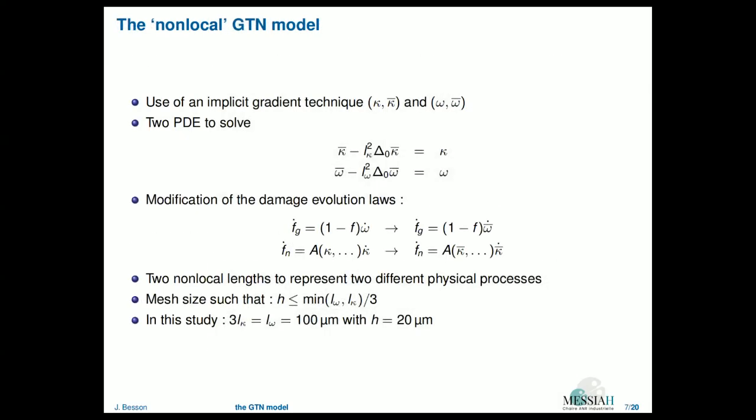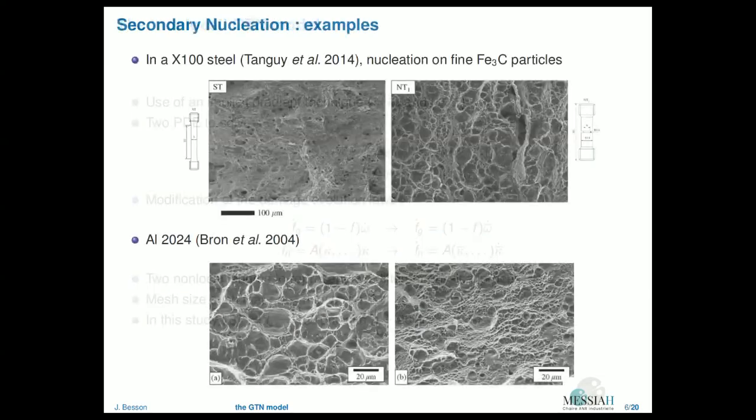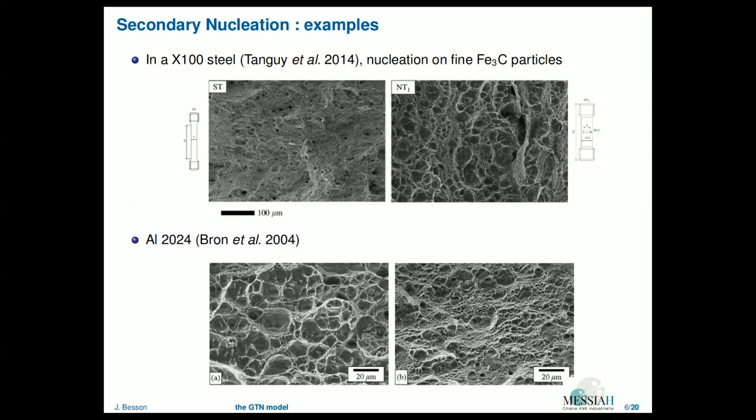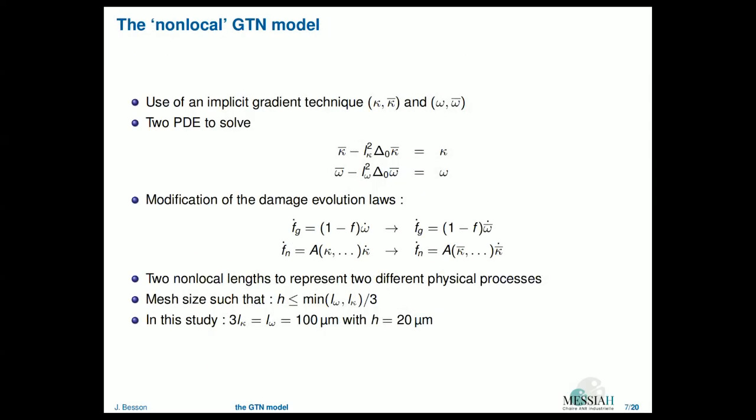Okay. So here we use a non-local model, as I said. It's a different strategy from the one I presented before. It's based on an implicit gradient technique. And here we actually use two length scales, one for growth and one for nucleation, because you see from the picture that the length scales are not the same. The one for nucleation should be smaller than the one for growth. How small, that's a problem of computation, but it should be smaller.